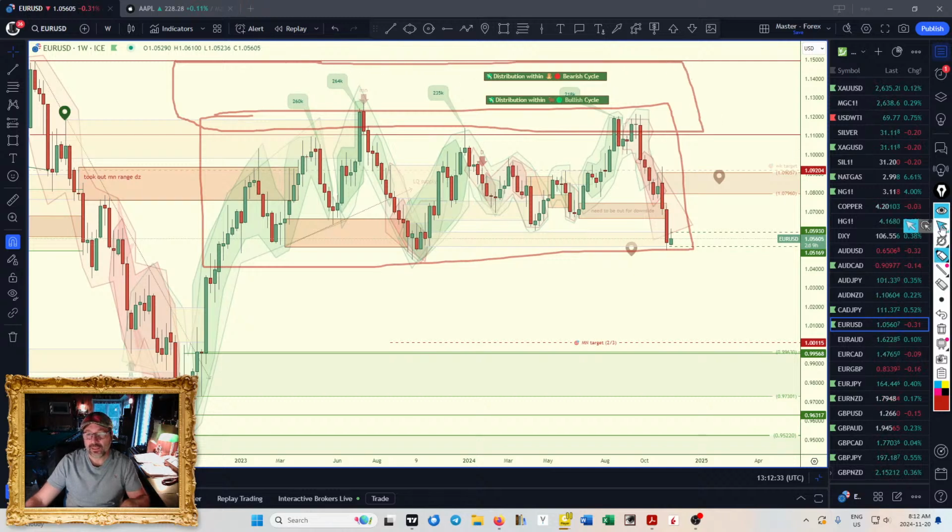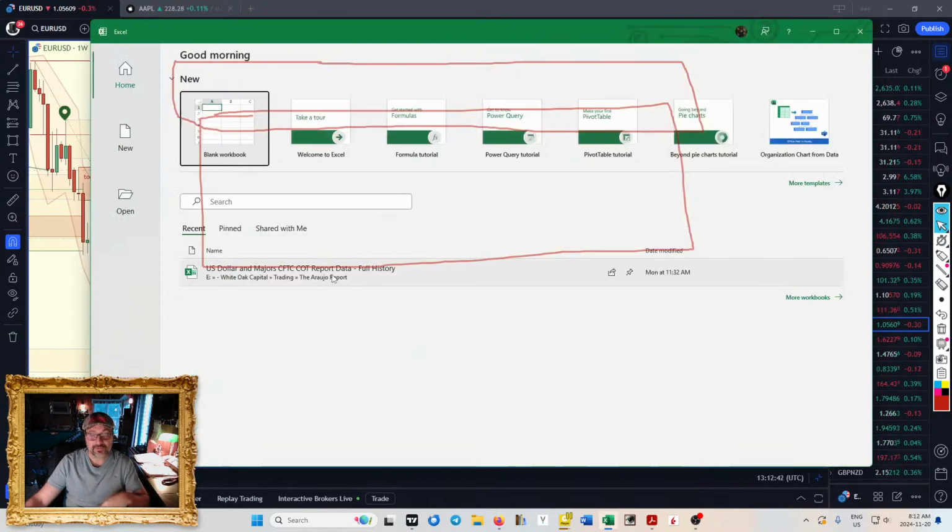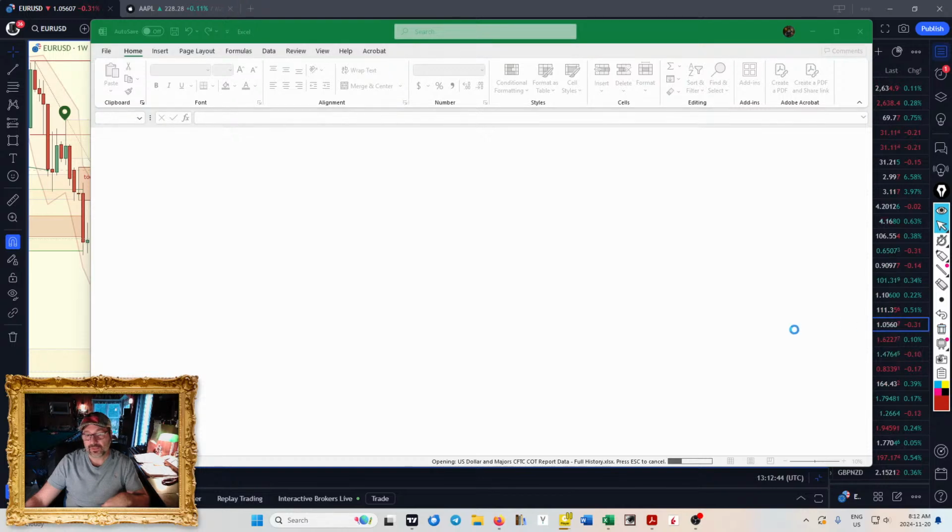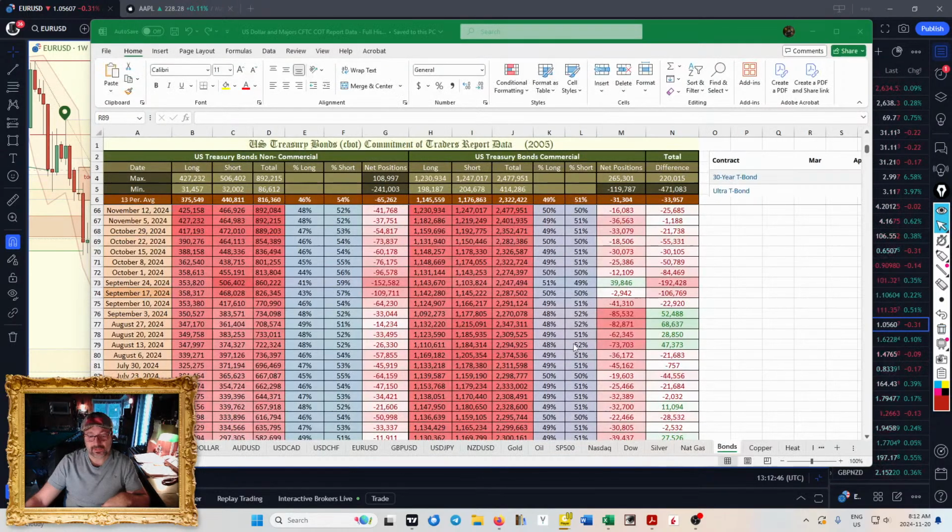So, to get an indication of what is likely going to take place, one of the things that is very powerful to do is to use the CFTC data. This is one of the ways I use the CFTC data, and this is what we do at the school, and this is what we teach at the school.